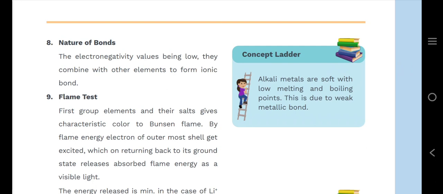Flame test. First group elements and their salts give characteristic color to Bunsen flame. By flame energy, electrons of the outermost shell get excited, which on returning back to the ground state release the absorbed flame energy as visible light.